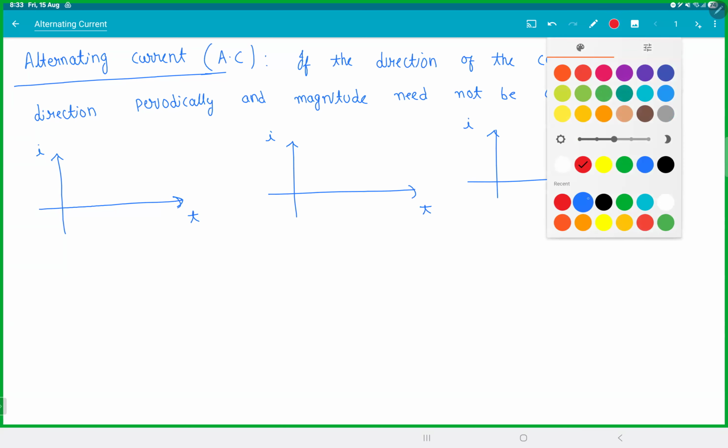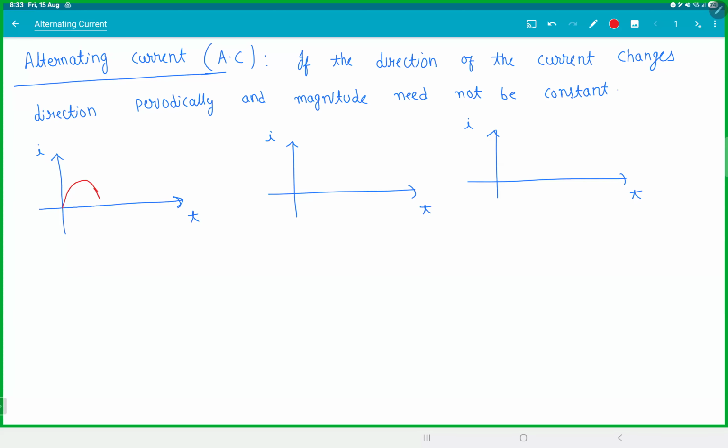So if you take a sine function, the value should keep on changing direction, which means the current will keep going front, back, and so on. This is also an AC current. This is also an AC current. So the main thing is the magnitude can change.